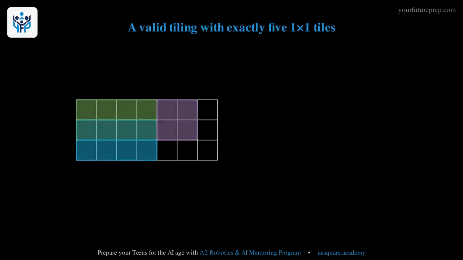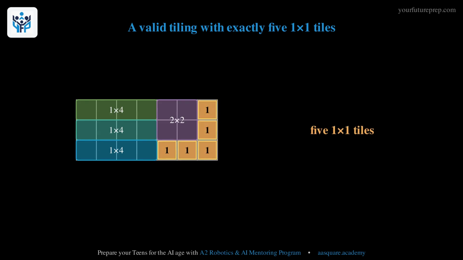Here's one tiling. 3 1x4 rectangles fill the first 4 columns. 1 2x2 square sits at the top of columns 5 and 6. And the remaining 5 cells are 1x1 tiles. 4 of them land in shaded columns and 1 in an unshaded column, exactly matching our count. So the minimum number of 1x1 tiles is 5, which is choice E.